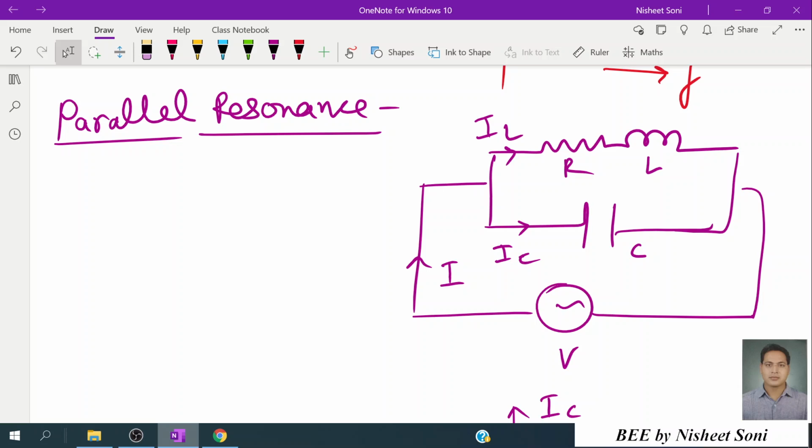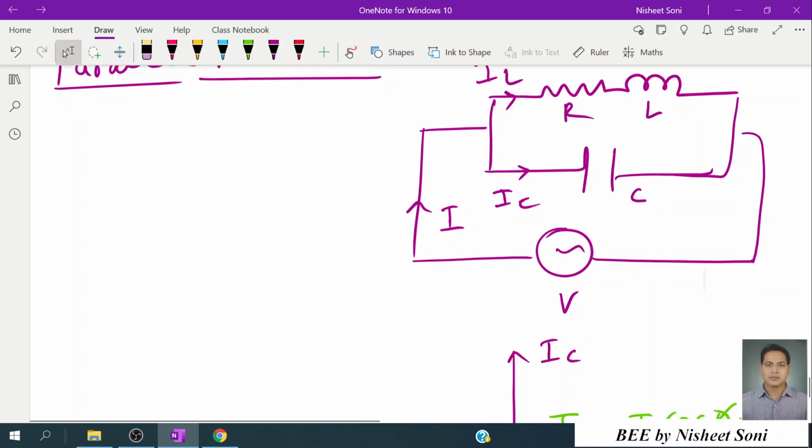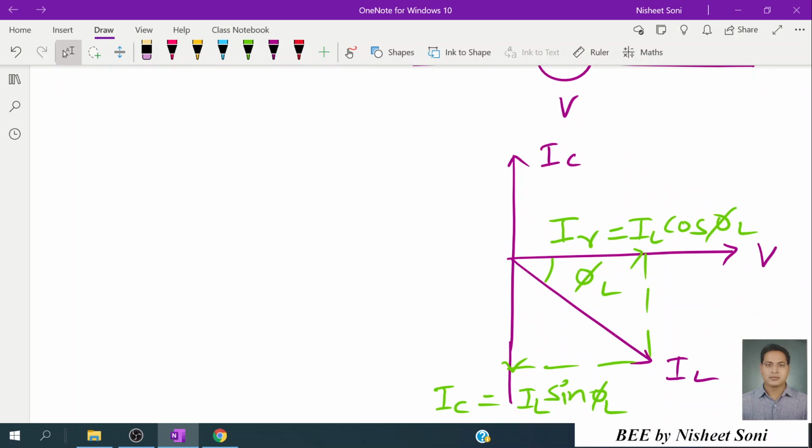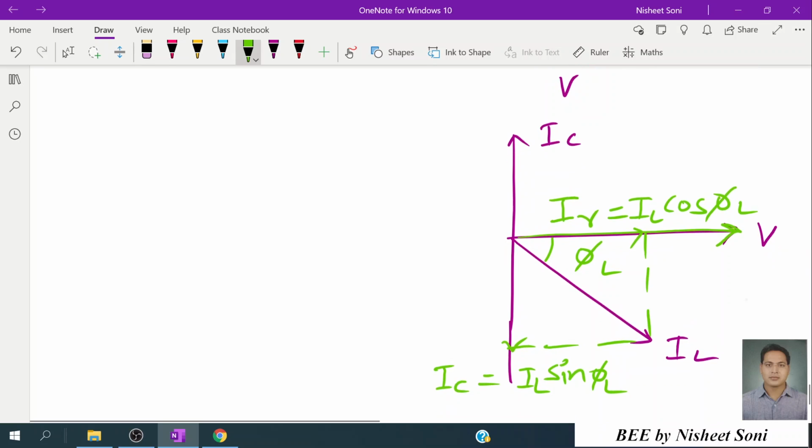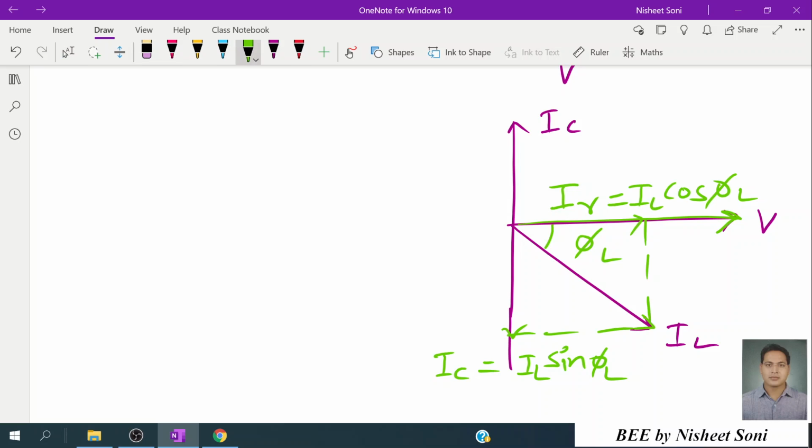As we know that in series resonance, when the voltage is in phase with the current, then we say that the resonance is achieved. So in parallel resonance, the same condition is achieved. Now you can see that V is the supply voltage, the sinusoidal supply voltage, and IL is the current flowing into the combination of resistance and inductance. This whole combination is ZL, where ZL equals R plus jXL.